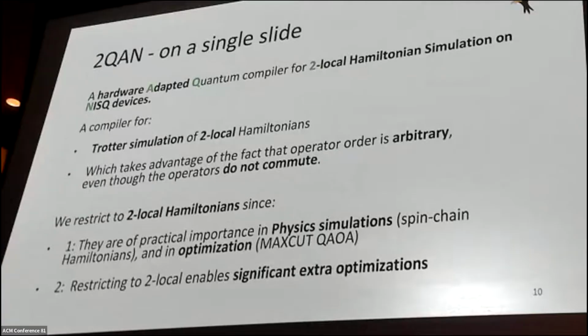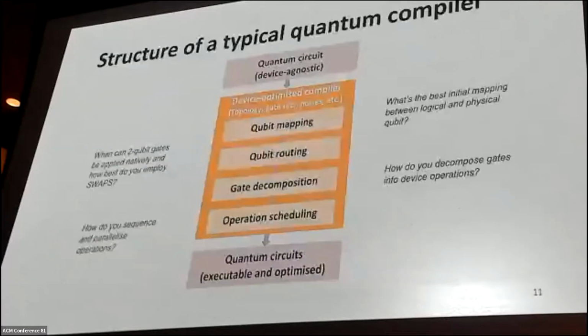And by restricting to the two local Hamiltonians, we gain the extra power to do additional optimizations which wouldn't otherwise be possible. So we're really interested in learning, if we focus on a very specialized set of problems, which are still very general and still cover a very wide range of computations that you might want to perform, how far can you push the extra optimizations?